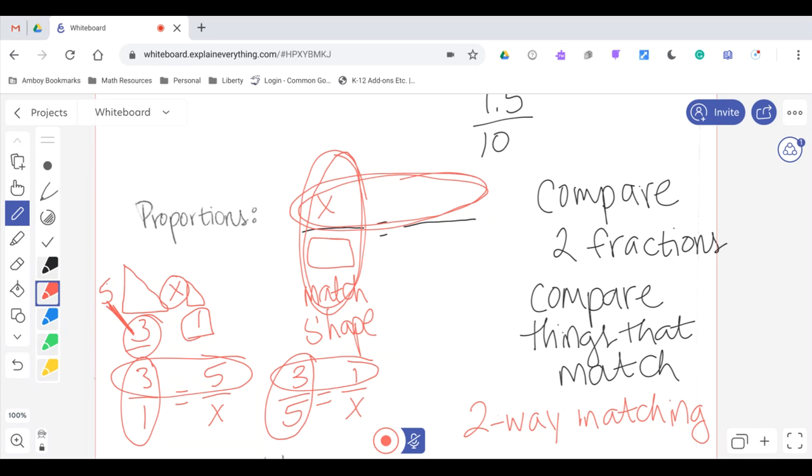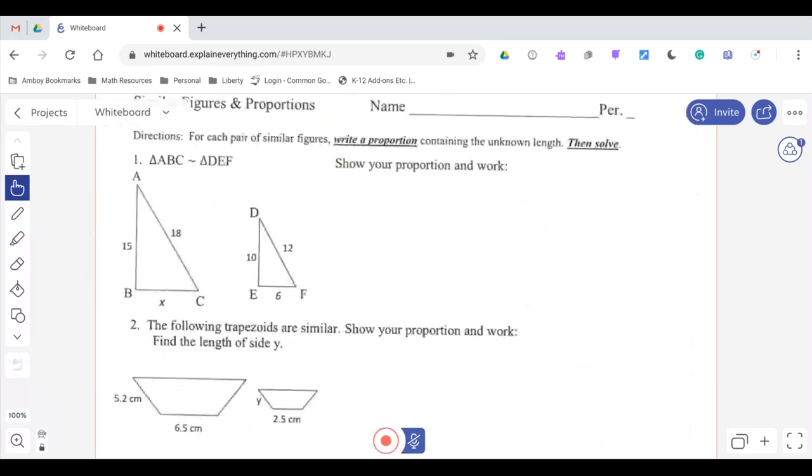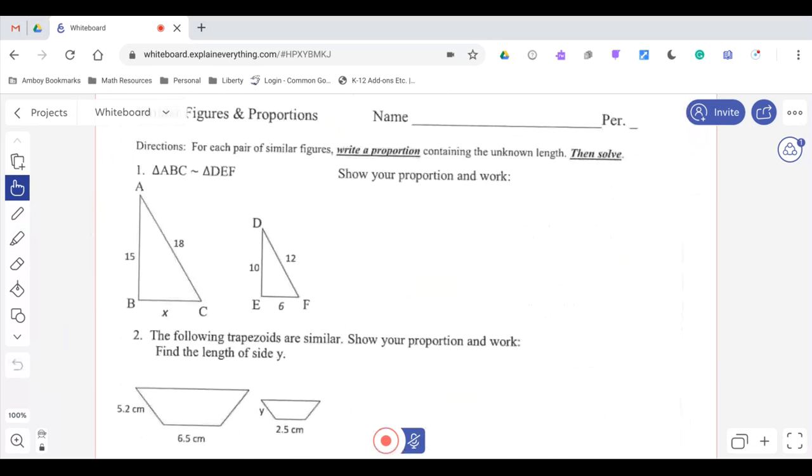There's a lot of different ways to write these. So I just want you to make sure that as long as you've matched stuff up, it doesn't really matter if yours looks exactly like your neighbor's. Okay? Let's try a couple practice problems. We're going to do 1 and 2 together. The directions say for each pair of similar figures, so they do tell us that they are similar. That's useful to know. That means there is a scale factor between them. Write a proportion containing the unknown length, then solve.